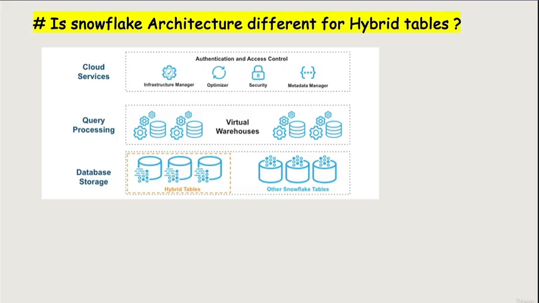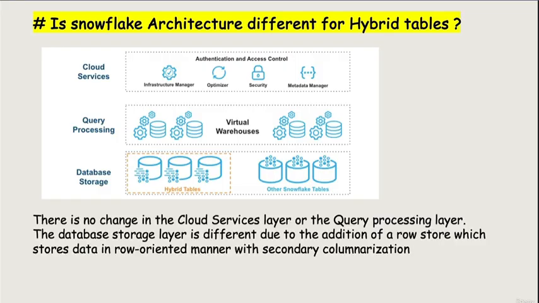So what is different? If you look at the diagram carefully, which I have taken from the Snowflake documentation, hybrid tables have their own database storage area, which is different from the storage for other Snowflake tables. You might be wondering why this is the case. The reason is that unlike regular Snowflake tables, which are stored in columnar format, hybrid table rows are stored in a row-oriented manner with secondary columnarization.